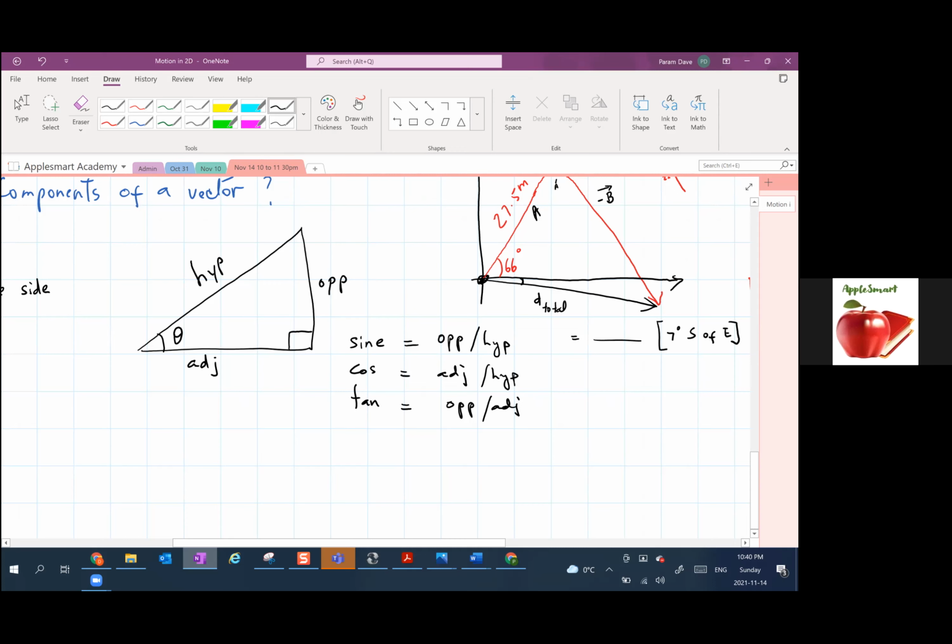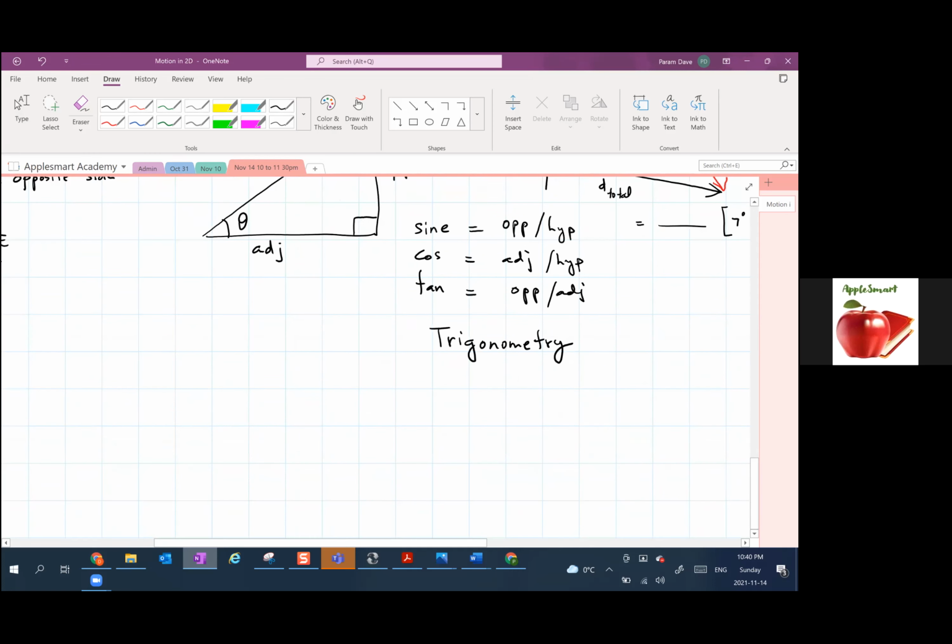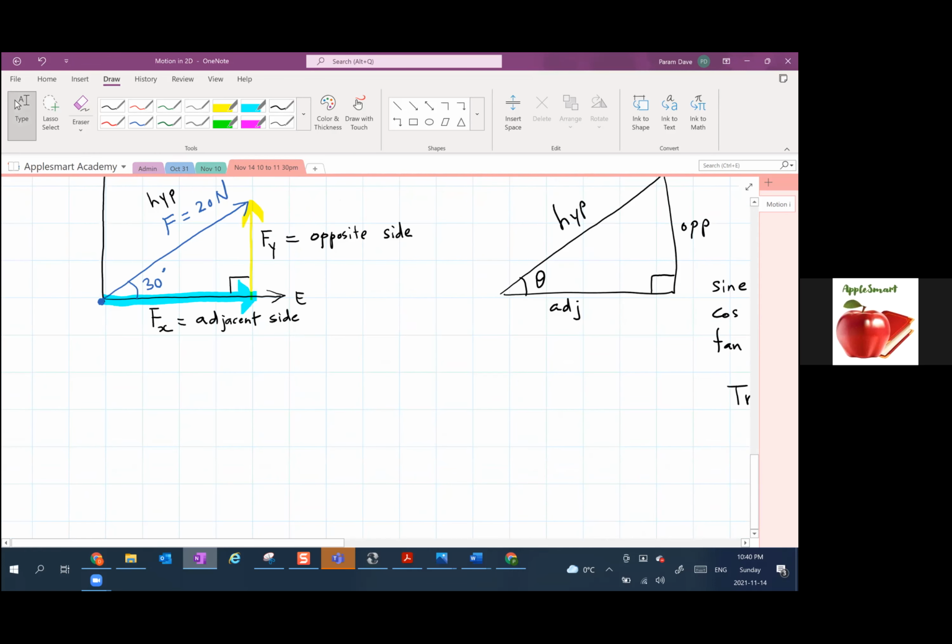Have you guys done trigonometry? It's a field of mathematics. You must have done this in your math course. If you haven't done that, then we would definitely have to take a pause here and go over the trigonometry lesson and then come back to our topic, because if you don't know sine, cos, and tan, there's no way you can do the analytical method.